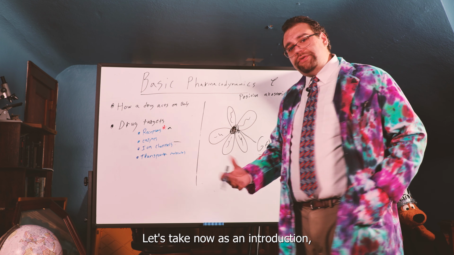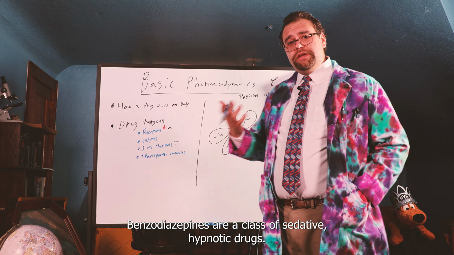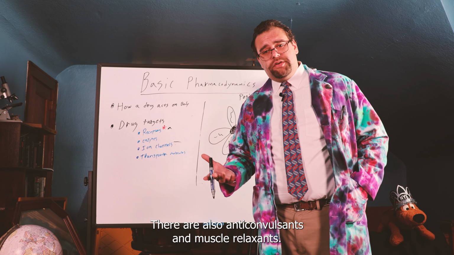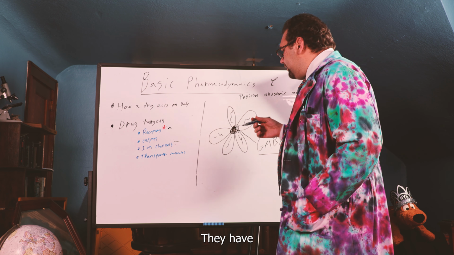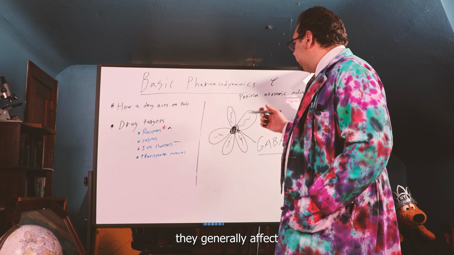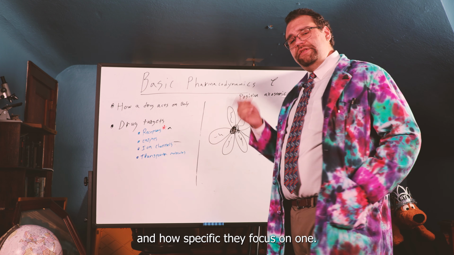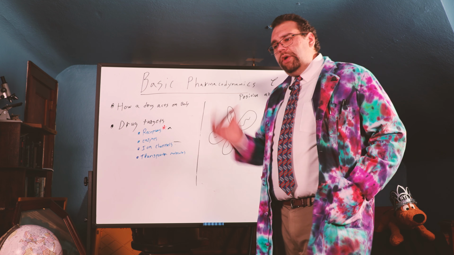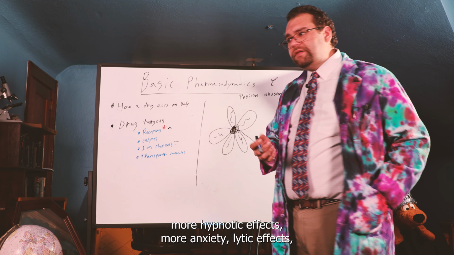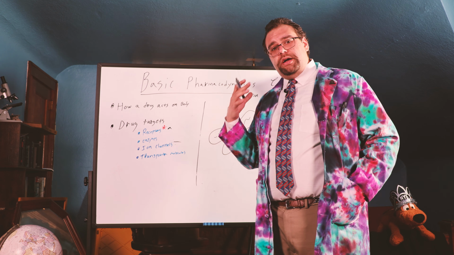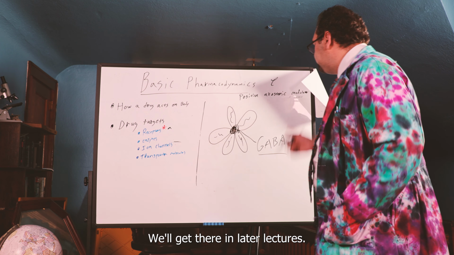Let's take, as an introduction, any benzodiazepine. Benzodiazepines are a class of sedative hypnotic drugs. They're also anticonvulsants and muscle relaxants. They generally affect multiple isoforms of the 19, and how specifically they focus on one can cause more hypnotic effects, more anxiolytic effects, but that goes back to receptor bias pharmacology, which is a bit more complicated. We'll get there in later lectures.